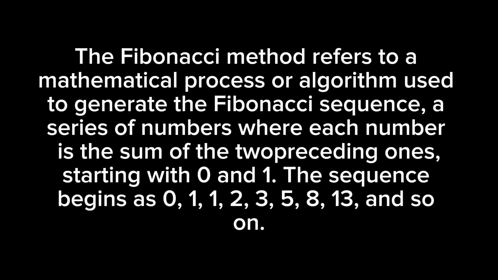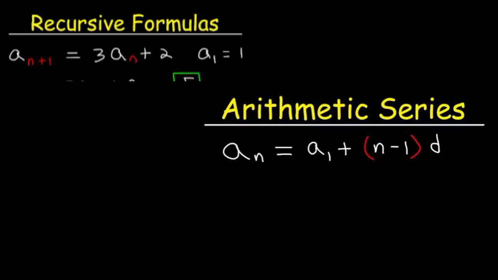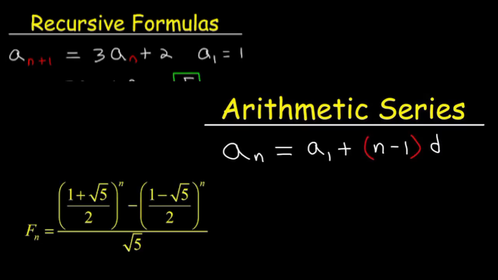The Fibonacci method is a constituent of patterns and numbers. The Fibonacci method refers to a mathematical process or algorithm used to generate the Fibonacci sequence, a series of numbers where each number is the sum of the two preceding ones, starting with 0 and 1. The sequence begins at 0, 1, 1, 2, 3, 5, 8, 13, and so on. There are various ways to solve the Fibonacci method. You could use arithmetic, recursive, or Binet's formula.